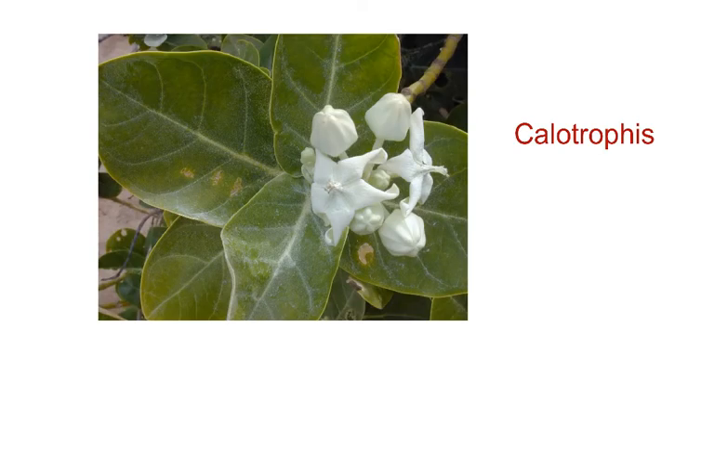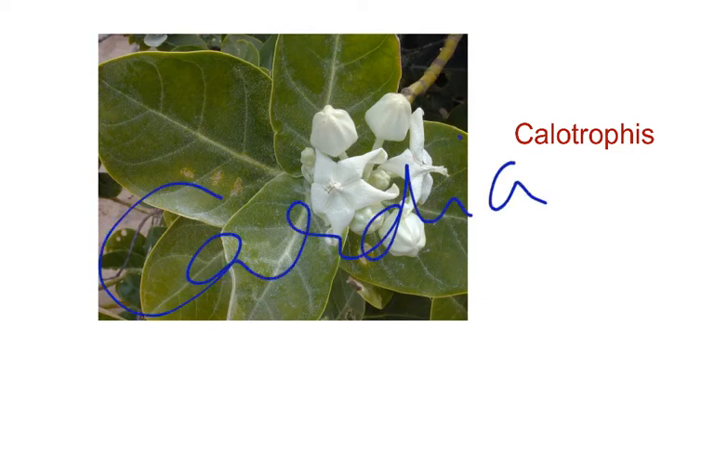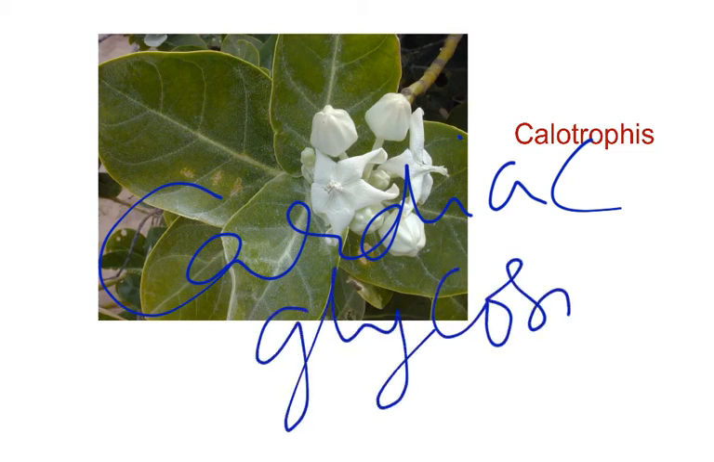You must have seen the weed Calotropis growing in abandoned fields. The plant produces highly poisonous cardiac glycosides. And that is why you never see any cattle or goat browsing on this plant.